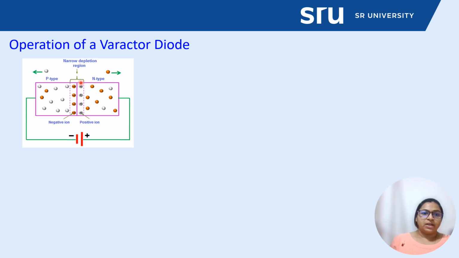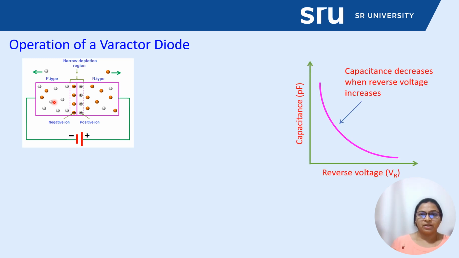You can see that this is the p-type terminal, and the battery's negative terminal is connected to the p-type, and the N side is connected to the positive terminal of the battery. So this is basically the reverse bias connection. When we connect it in reverse bias, the electrons from the N region and holes from the P region move away from the junction. As a result, the width of the depletion region is increased and the capacitance decreases.